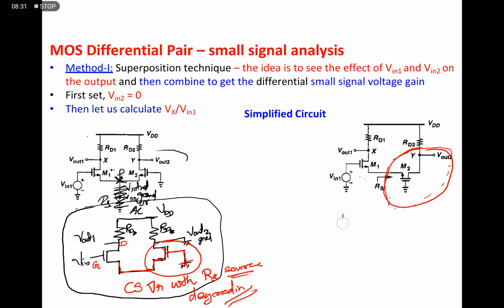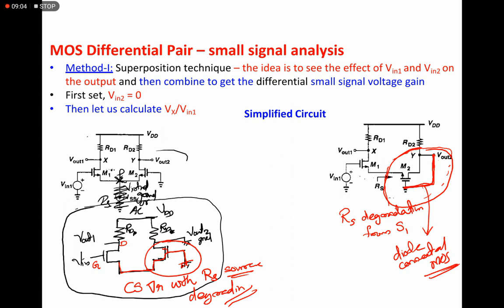The degradation from RS will be the degradation from S1, the source of M1. Then what is the value of RS? If we consider that V out is grounded, these two look like the same potential, or it looks like a diode-connected MOS. Diode-connected MOS.